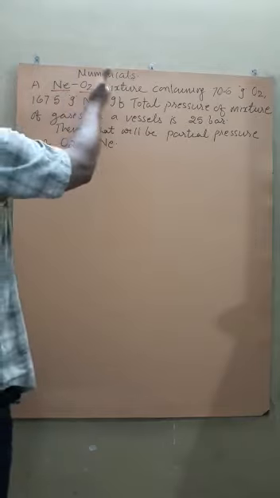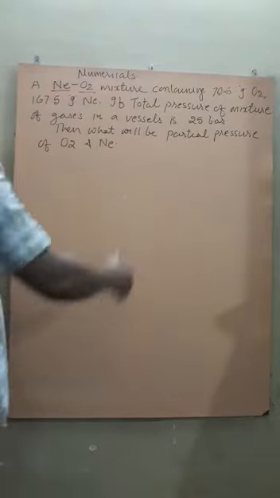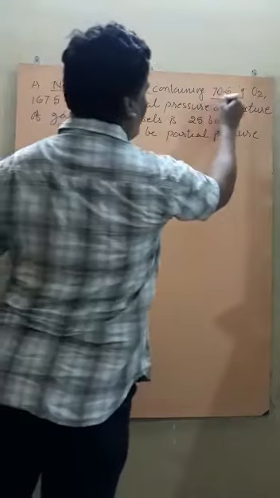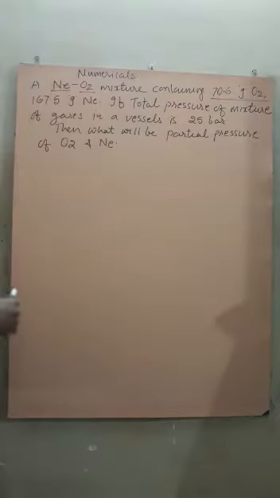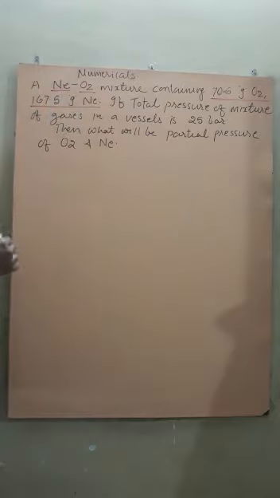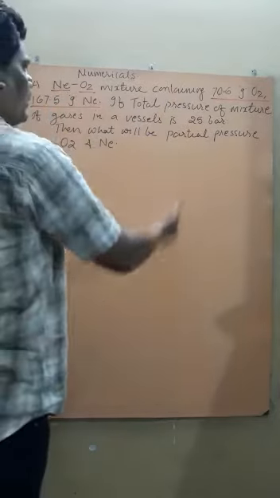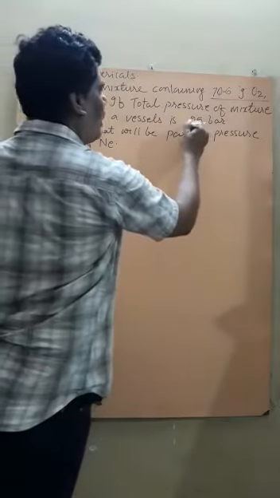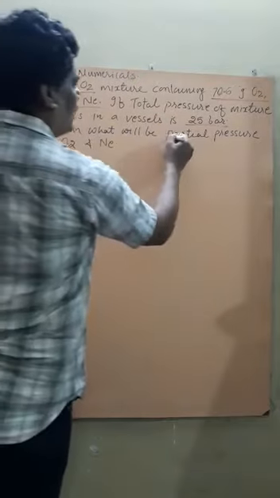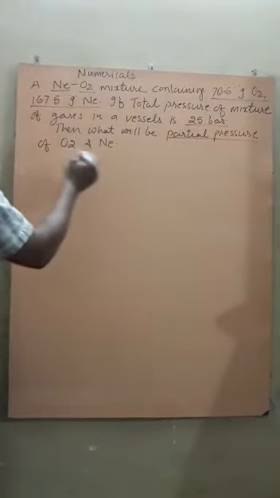So the question is a neon dioxygen mixture containing 70.6 gram oxygen and 167.5 gram neon, and the total pressure of the mixture of gas in the vessel is 25 bar. This is the total. Then we have to find the partial pressure of the individual gases, that is O2 and neon.